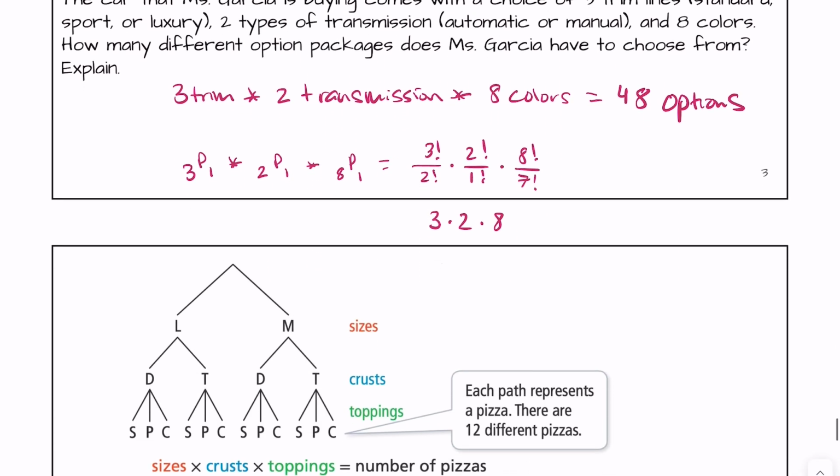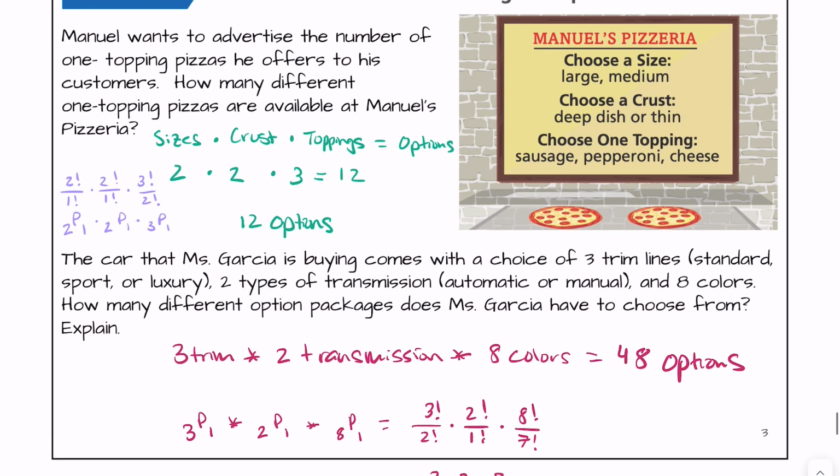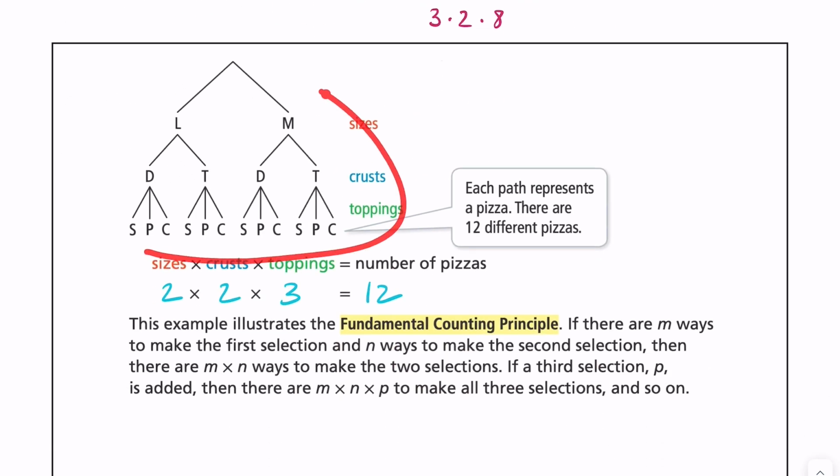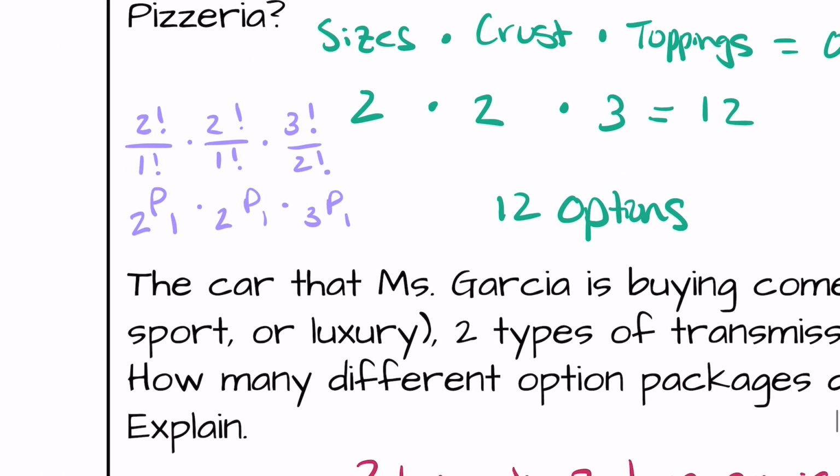If you think about it, you can make a large and a medium. Each large or medium could be deep or thin crust, and then each one could be sausage, pepperoni, or cheese. And it's like a tree. You can make a tree with this. So there's 12 different pizzas that you can make. Well, they're technically permutations. They are 2 sizes, permutate 1, 2 crusts, pick 1, and 3 toppings, pick 1.